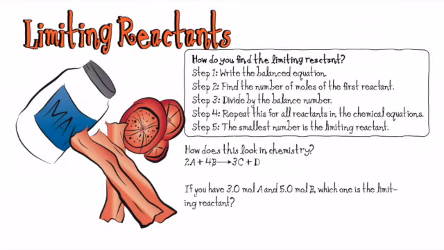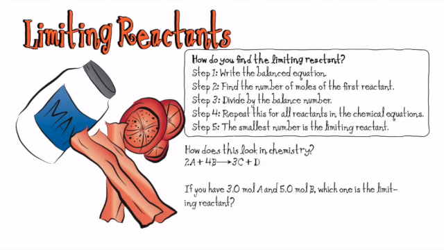So how do you find the limiting reactant? Your first step is to write the balanced equation. Then find the number of moles of the first reactant. Step 3, divide by the balanced number. Then repeat this for all of the reactants in the chemical equation. Step 5, the smallest number is going to be the limiting reactant.